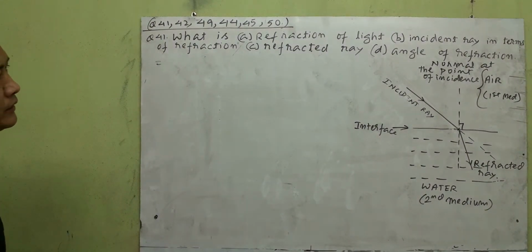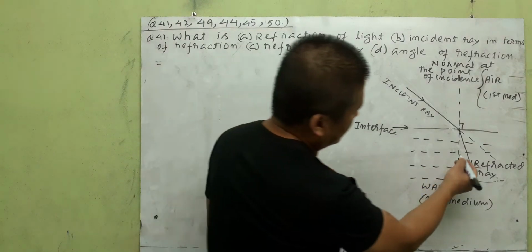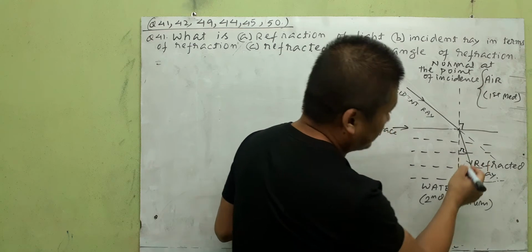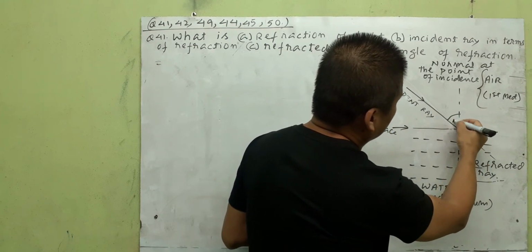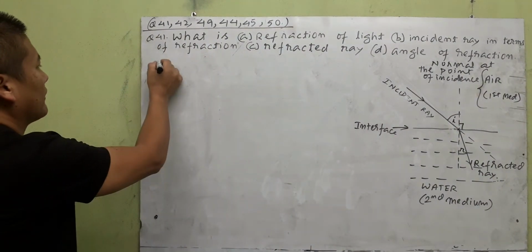The angle between this refracted ray and the normal is called the angle of refraction, and the angle between this incident ray and this normal is called the angle of incidence. So let us write the definitions now, having understood this.